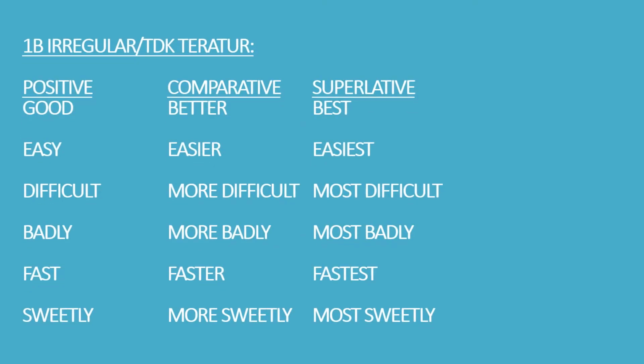The irregular comparisons. The positive one, good, the comparative becomes better, the superlative becomes best. There's a change of middle vowel. Easy, easier, easiest. Difficult, more difficult, most difficult. Badly, more badly, most badly. Fast, faster, fastest. Sweet, sweetly, more sweetly, most sweetly.